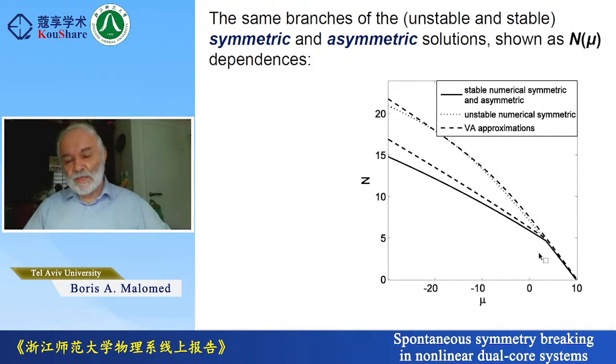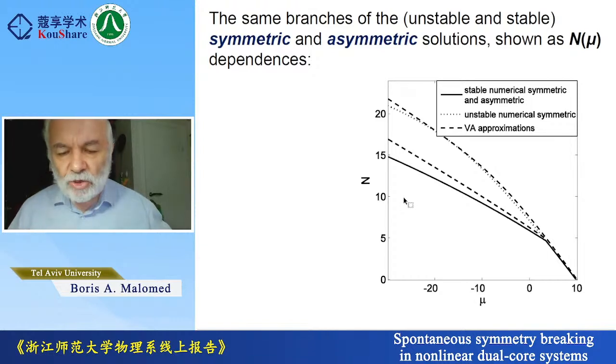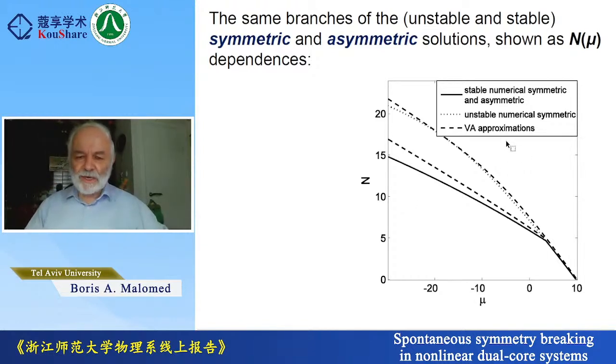So from across this point, we can continue by this dotted line the numerically found symmetric state, but it is now unstable, not so interesting. And we have a new solution, which is represented by the continuous line, which exactly corresponds to the new asymmetric stable ground state obtained from the numerical solution. Now, simultaneously, these two dashed curves show the prediction of the variational approximation.